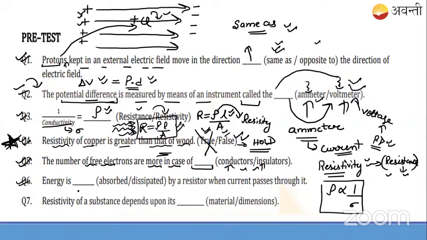Now let us see the sixth question. Answer me, anybody. What do you think the sixth answer will be? Energy is dash or dash what? Absorbed or dissipated by a resistor when current passes through it. What do you say? क्या आंसर हो सकता है?